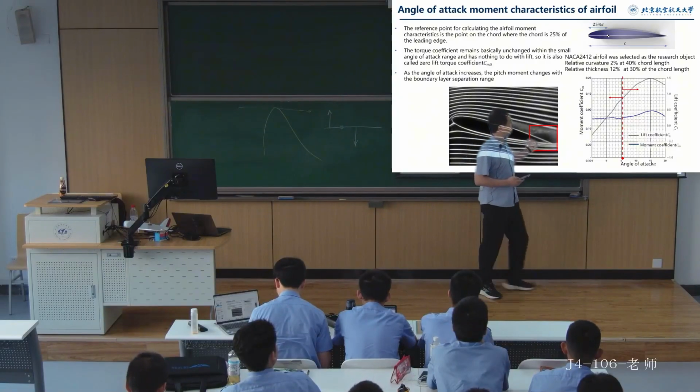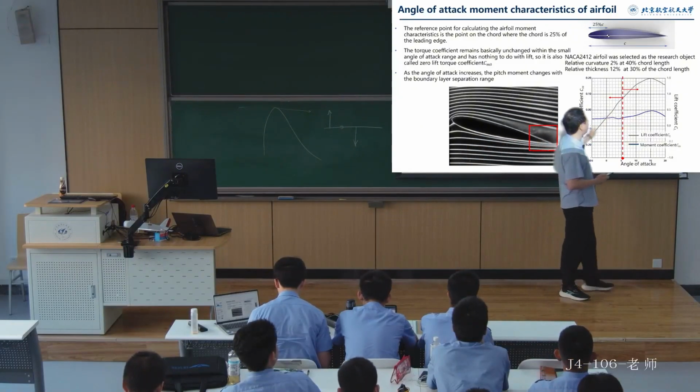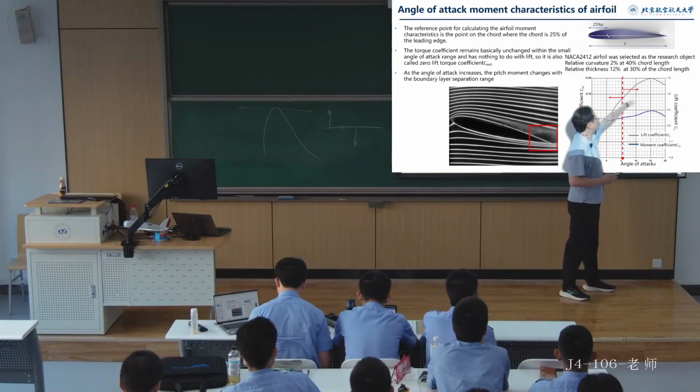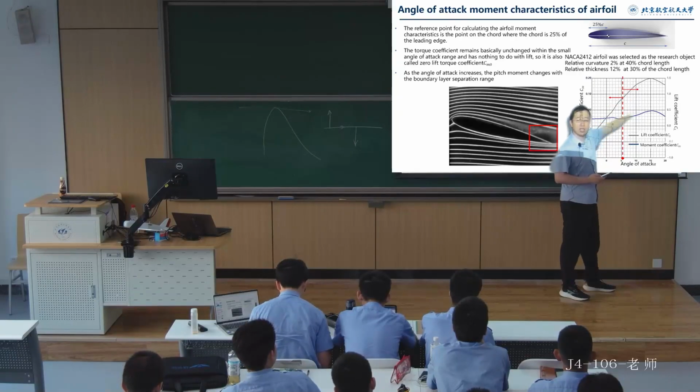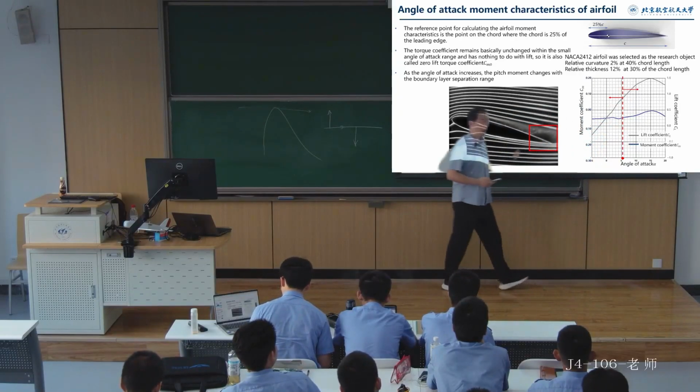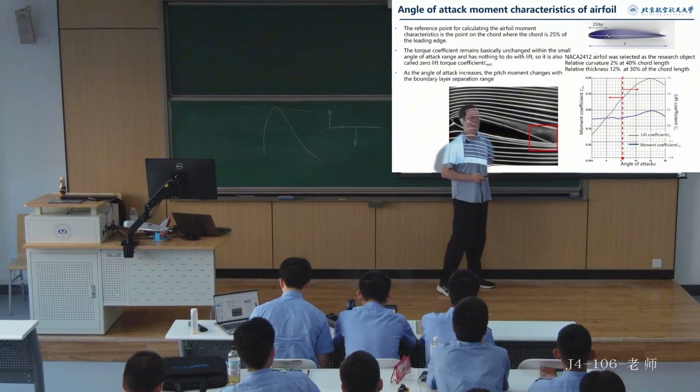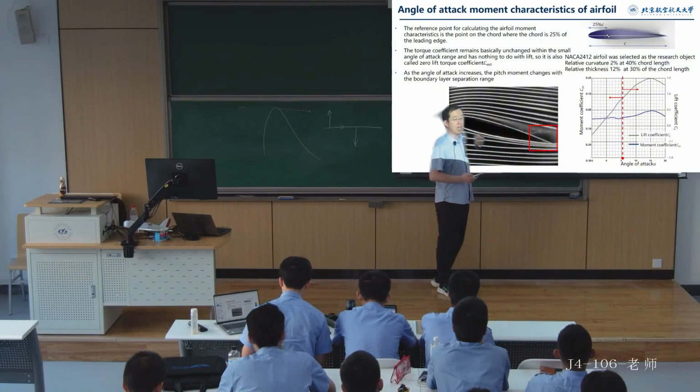From the perspective of the lift curve, we can see that it's not linear anymore. This part starts to drop down, and it means that this part of the lift has disappeared. We say that before this part of the lift disappears, it still contributes to the nose up or nose down moment for the front.